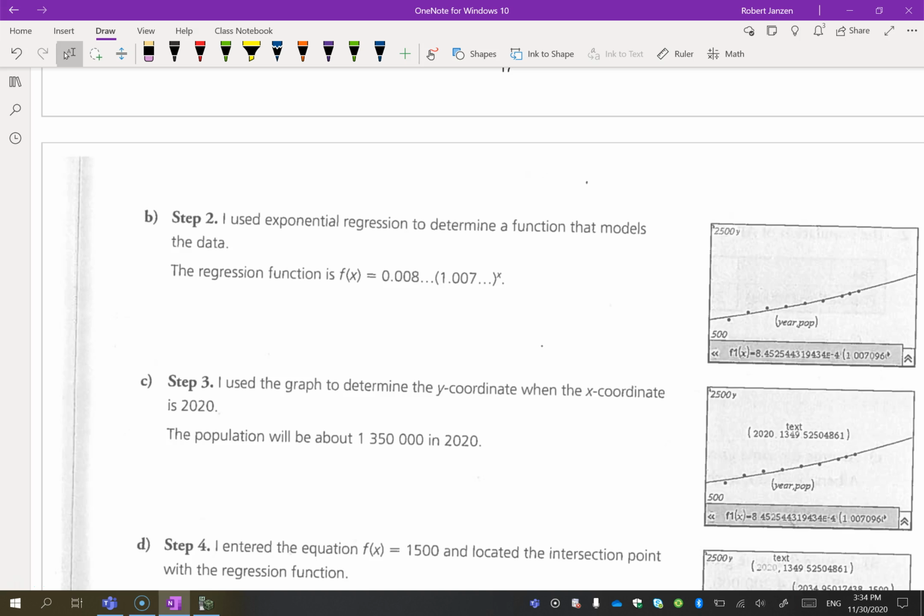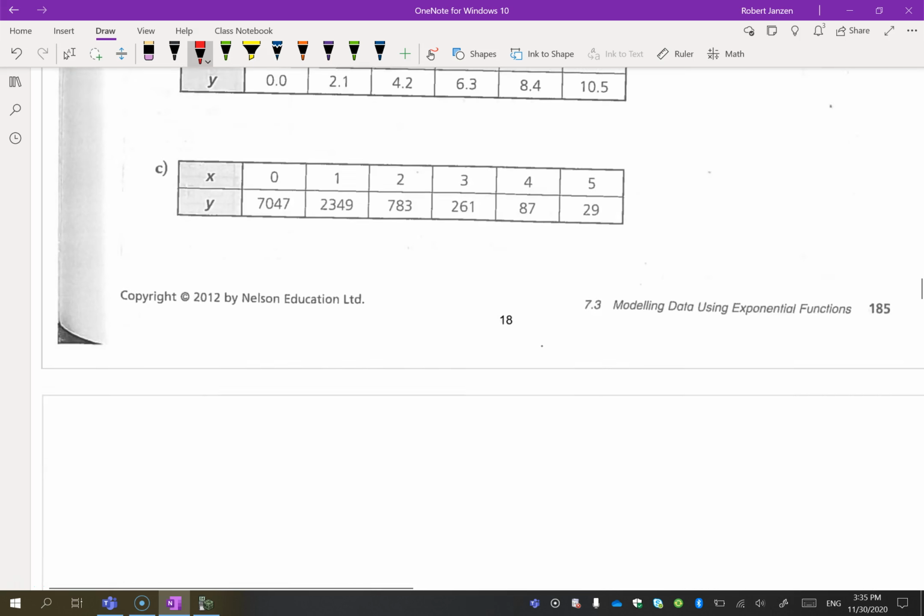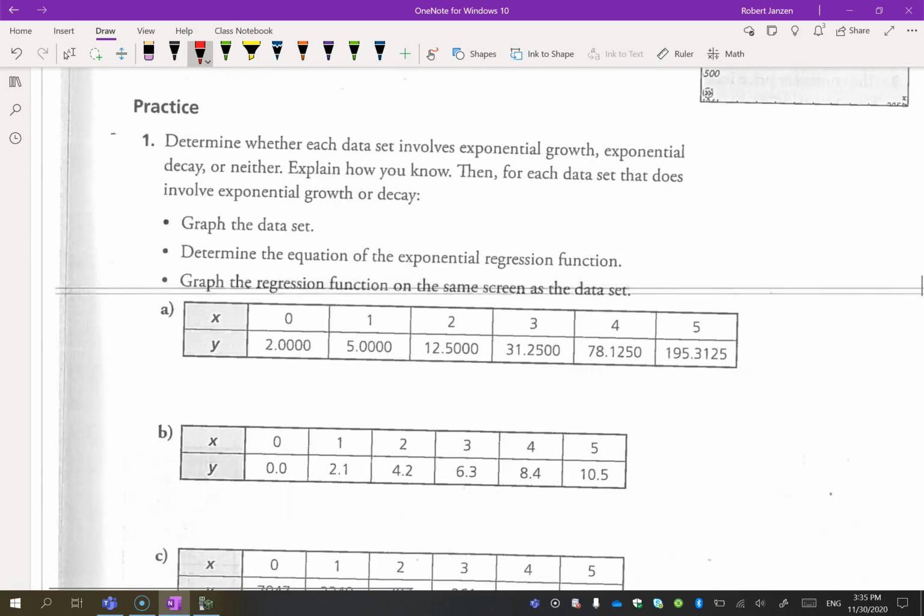All right, and if we want to do a little bit of homework, we'll go right here. These next couple of pages, it just involves doing some more graphing.